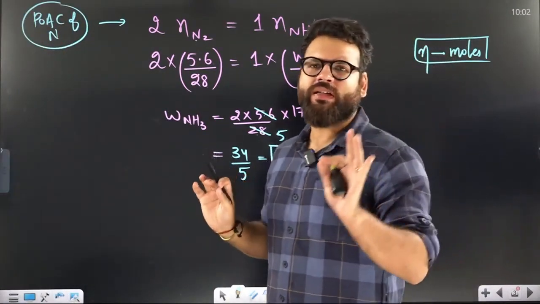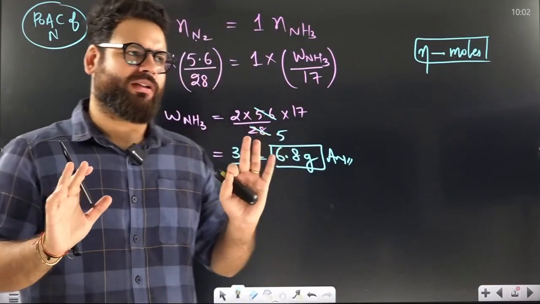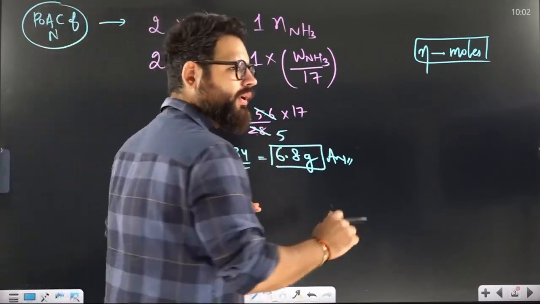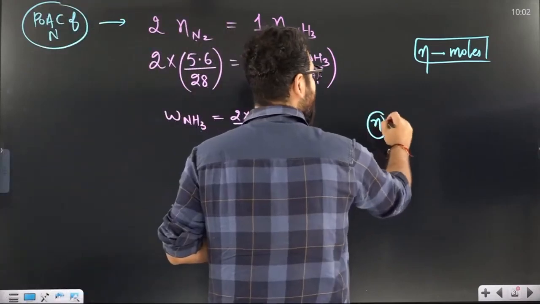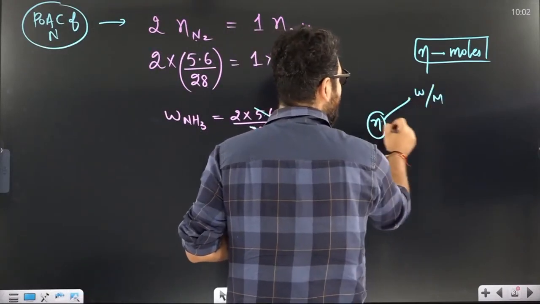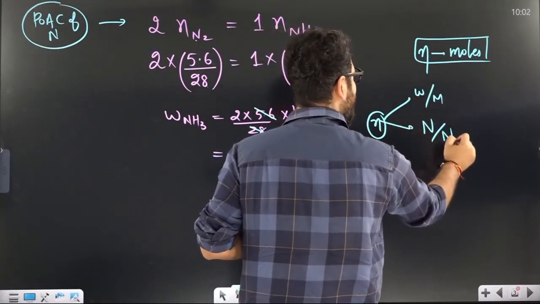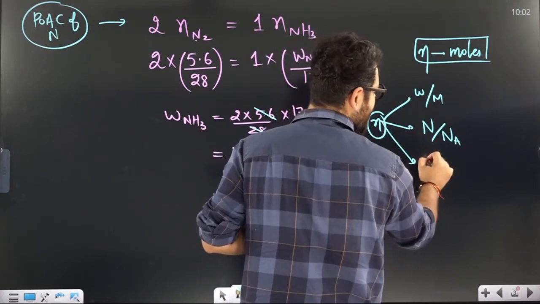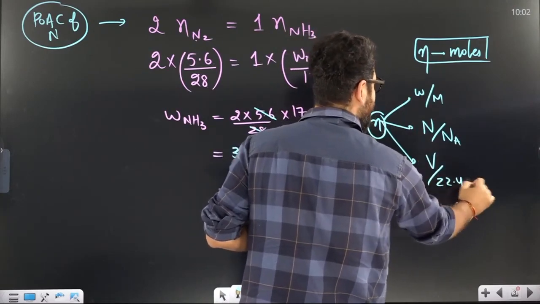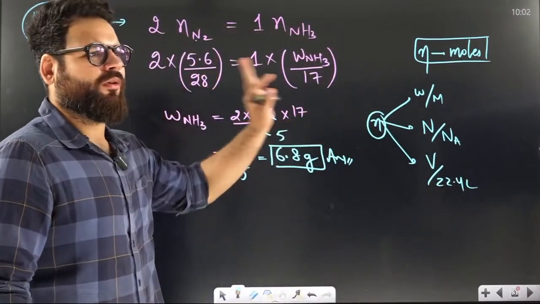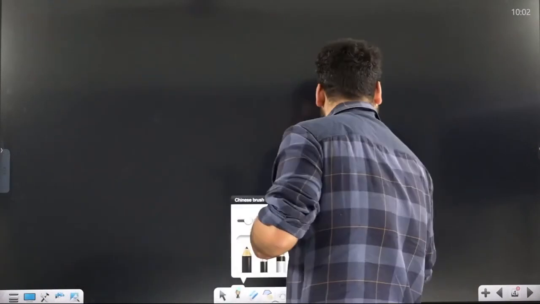Yes. So here we just need to use the simple mole formulas. You can write the moles as weight by molar mass. You can write the moles as atoms by Avogadro number. You can write the moles as volume by 22.4 liter. Moles can be written in any of these forms. Yes, very easy. The question is like this.